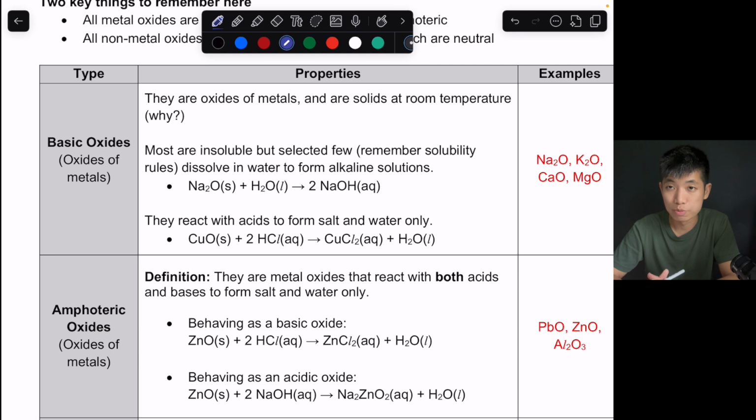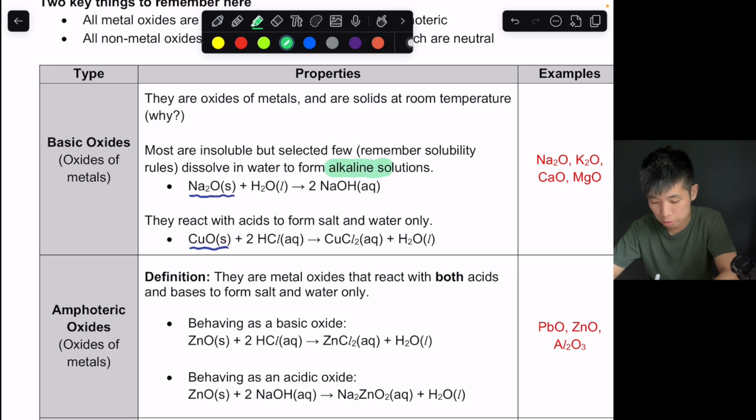Of your metal oxides, we have also learned that they are bases. Some of them are soluble in water to form an alkali. Others are insoluble in water, however, they can still react with acids to form salt and water. So here are 2 examples. An example of a soluble basic oxide will be sodium oxide. An example of an insoluble basic oxide will be copper 2 oxide. So basic oxides can dissolve in water to form an alkaline solution, or they can react with acid to form salt and water as the only products.